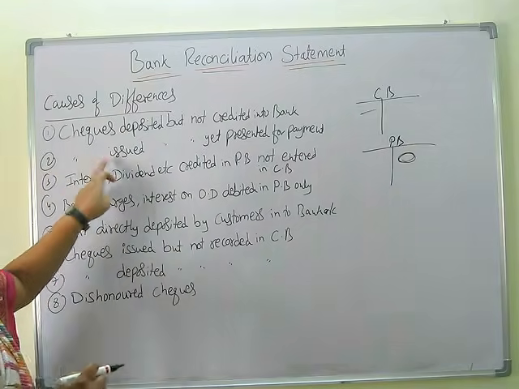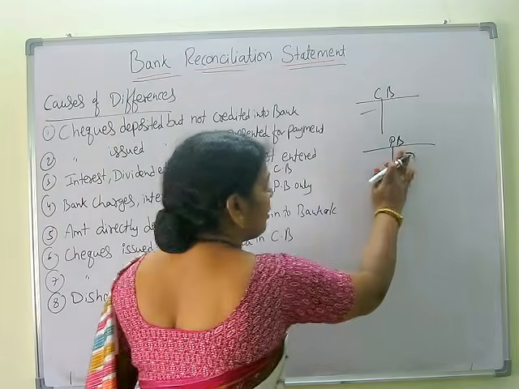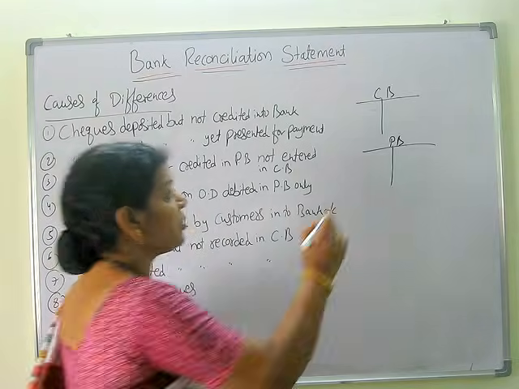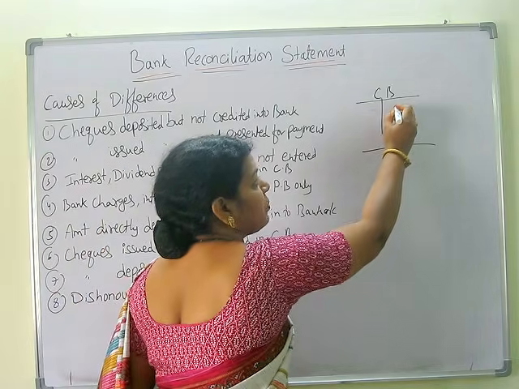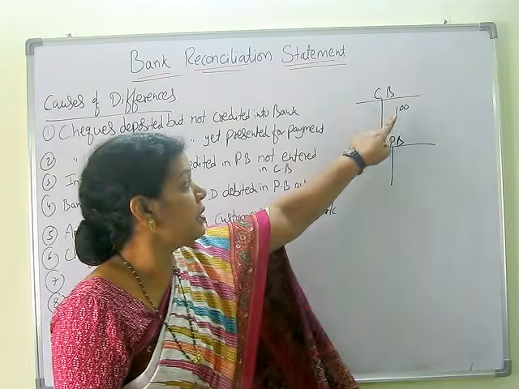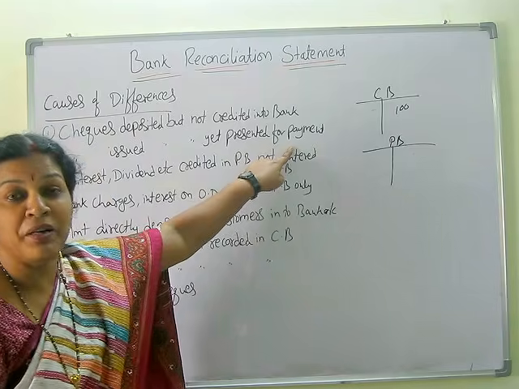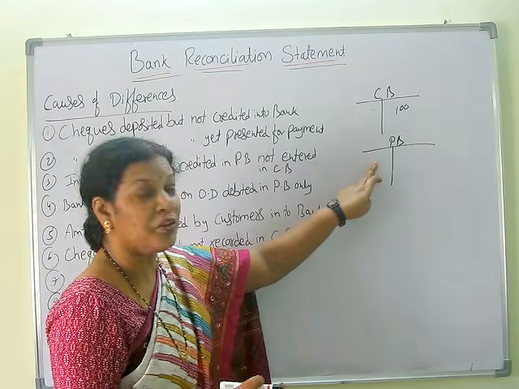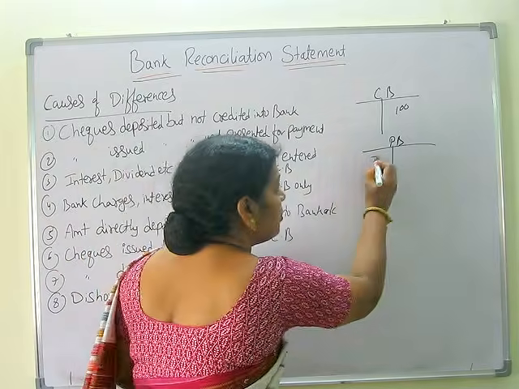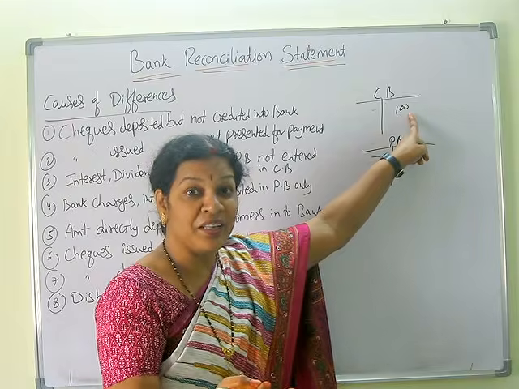And the next one is checks issued but not presented for payment. When we are issuing a check, where do you write? In the cash book. Suppose a 100 rupees check you are issuing. When we are issuing, you will write on the credit side. But it is not presented for payment. It hasn't come to the bank, so there is no entry in the passbook. But here we are writing on the credit side.